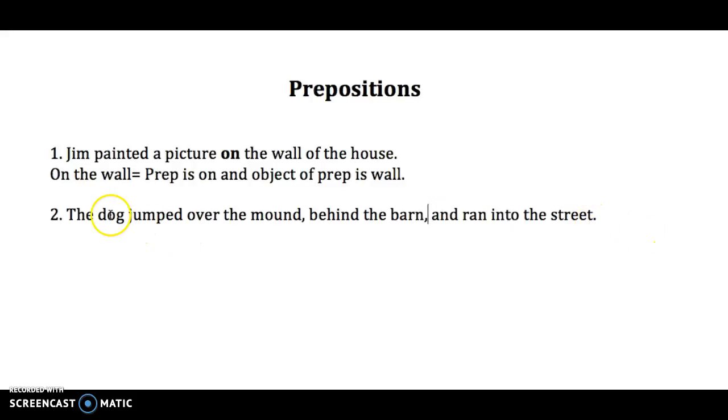Now, our subject is the dog. The dog is doing what? He's jumping. Where is he jumping? Oh, okay. He's jumping over the mound. That's our first prepositional phrase. Over the mound. Where else is he jumping? He's jumping behind the barn. Anywhere else? What else is he doing? And he ran. Well, okay, that's great. Where did he run? Into the street.